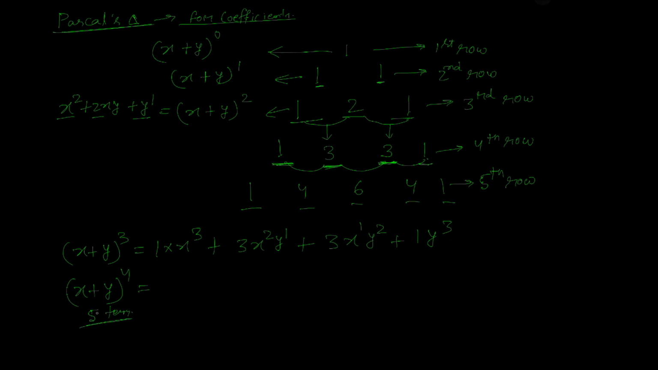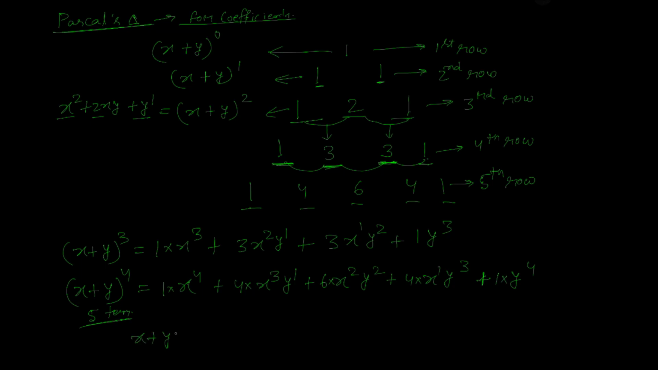And the terms, with respect to the powers of variables, will be x to the power 4, x to the power 3 y to the power 1, x to the power 2 y to the power 2, x to the power 1 y to the power 3, and y to the power 4. And their coefficients: first coefficient is 1, second coefficient is 4, third coefficient is 6, fourth coefficient is 4, and fifth coefficient is 1. I hope it is clear.